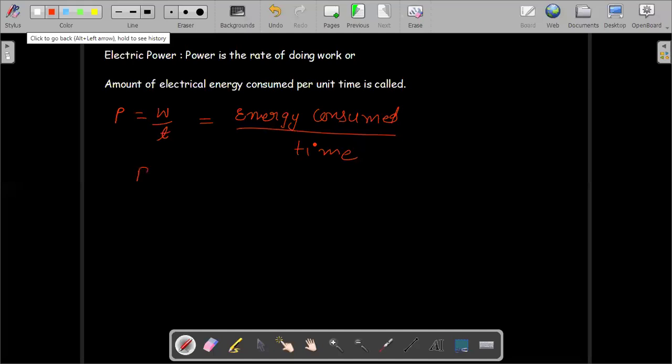So let's take up the formulas which we just did. We took the formula of energy consumed to be I squared RT, divided by T. So you can cancel the T and T, and you will get the formula of power to be I squared R. If you take the second formula, V squared over R multiplied by T, divided by T, you get again V squared over R as the formula of power.